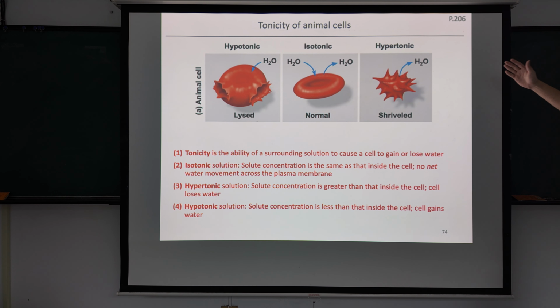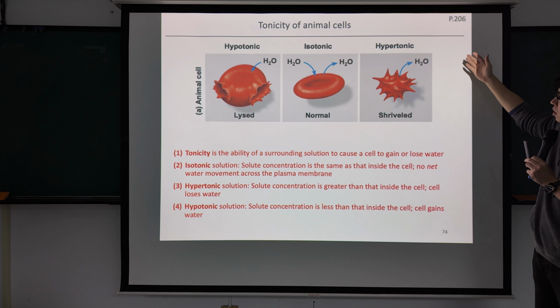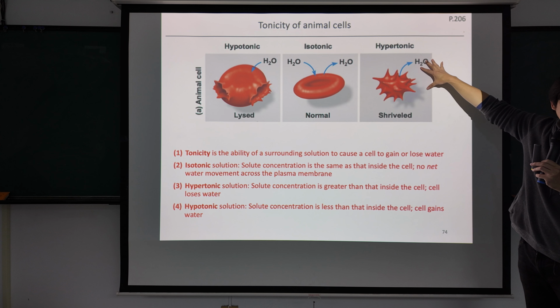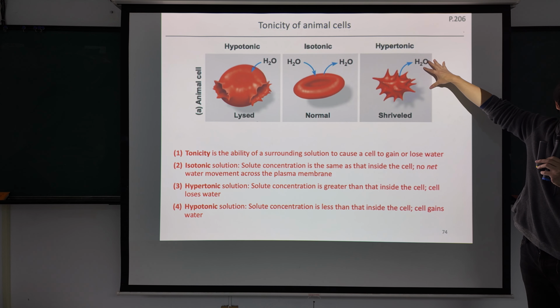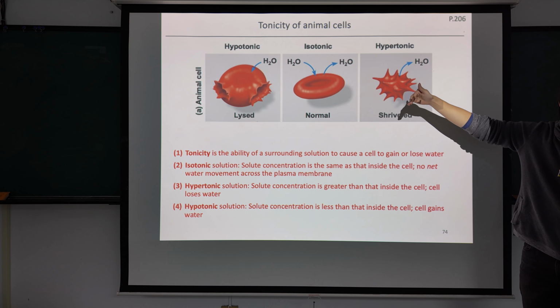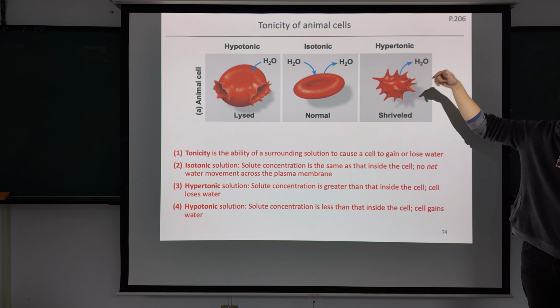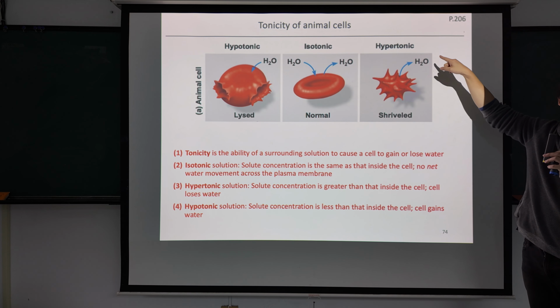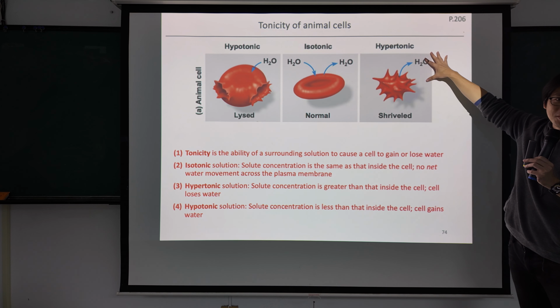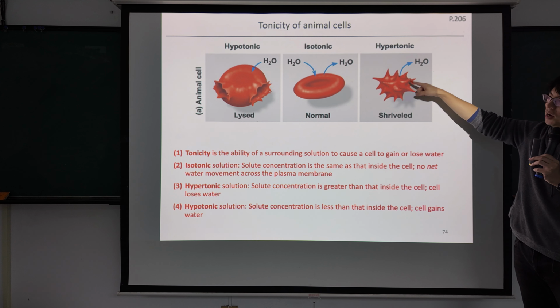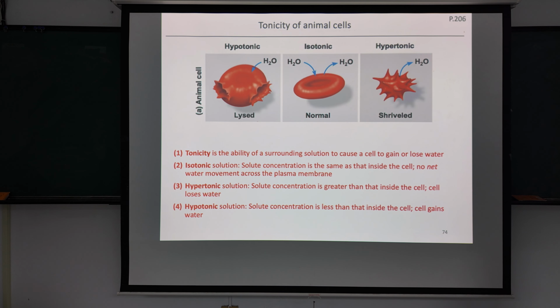But in the hypertonic solution, 高张溶液, okay, in Chinese, there will be more substance outside the cell. The substance cannot cross the plasma membrane. The only way is for the water to go out. Okay, so the water will go out to bind more substance. Then you will lose water and the cell will shrink.